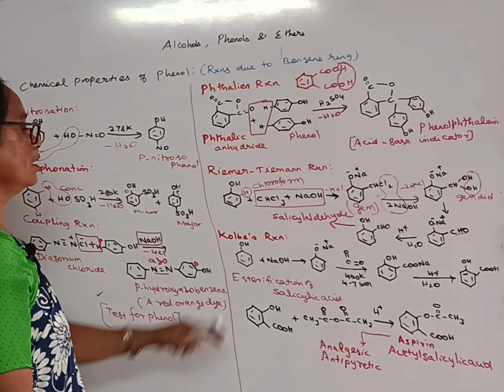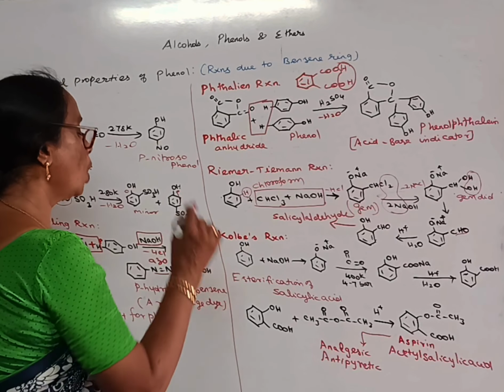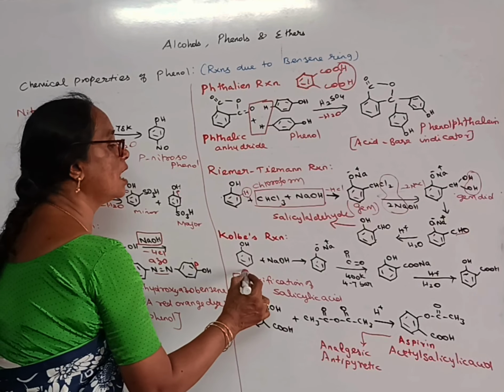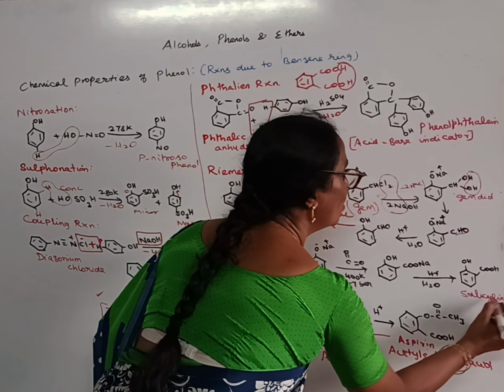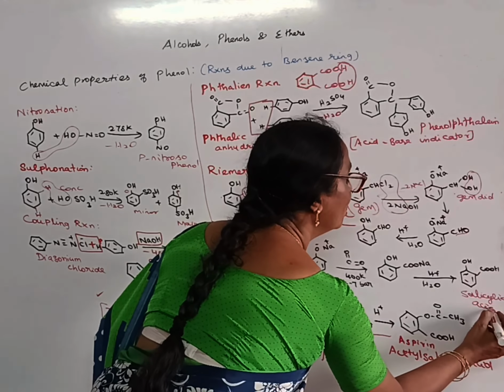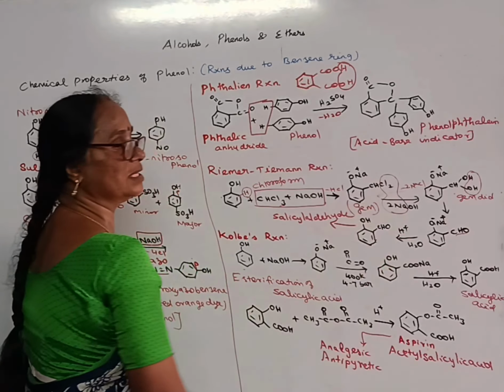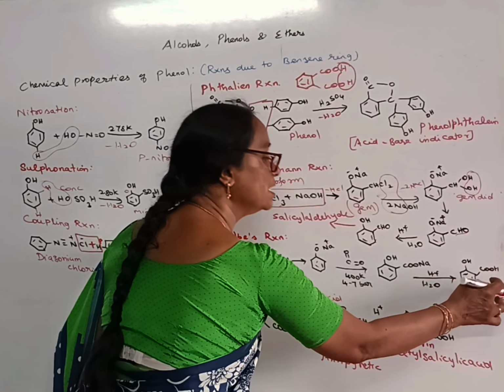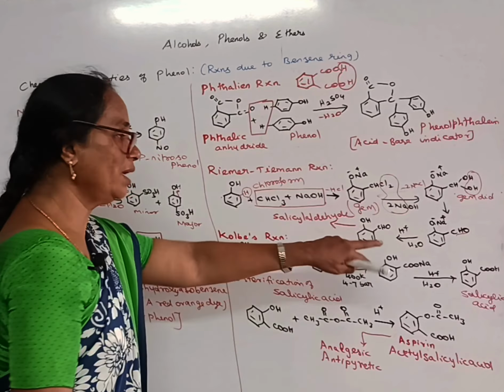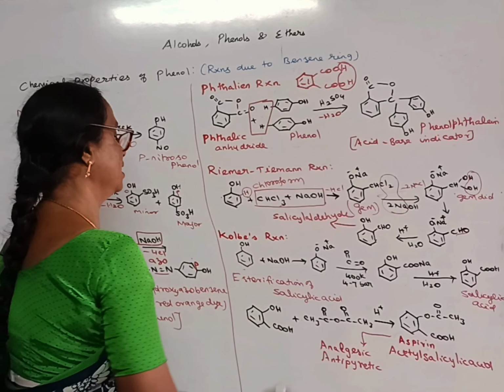The next one, Kolbe's reaction. Kolbe's reaction converts phenol into salicylic acid. The above one is salicylaldehyde, where we prepared hydroxybenzaldehyde. The salicylic acid is hydroxybenzoic acid. How is it prepared? Once again, the reagent.